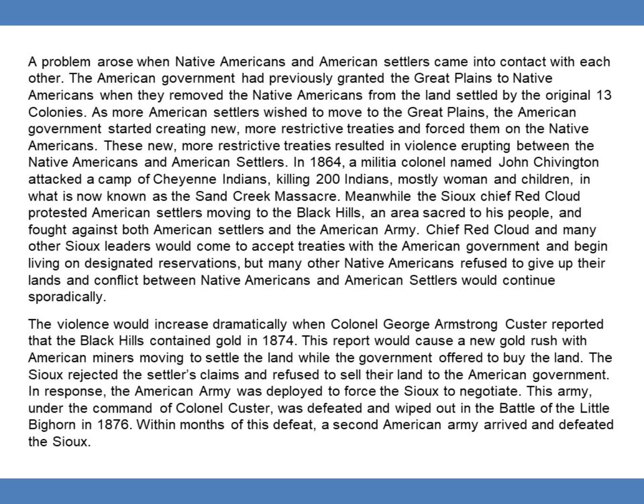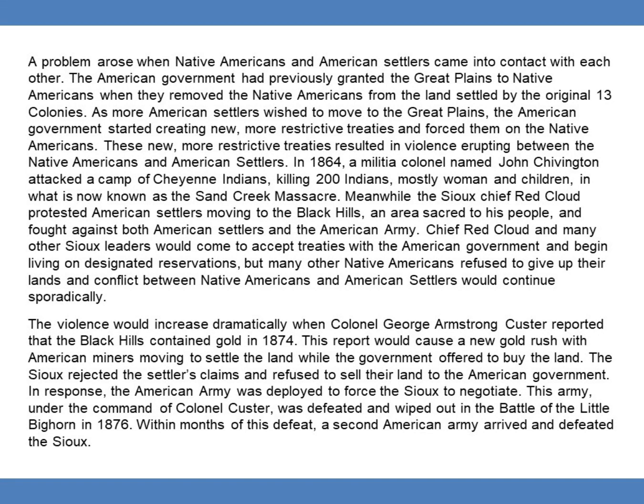In 1864, a militia colonel named John Chivington attacked a camp of Cheyenne Indians, killing 200 Indians, mostly women and children, in what is now known as the Sand Creek Massacre. Meanwhile, the Sioux chief, Red Cloud, protested American settlers moving to the Black Hills, an area sacred to his people, and fought against both American settlers and the American Army. Chief Red Cloud and many other Sioux leaders would come to accept treaties with the American government and begin living on designated reservations, but many other Native Americans refused to give up their lands, and conflict between Native Americans and American settlers would continue sporadically.